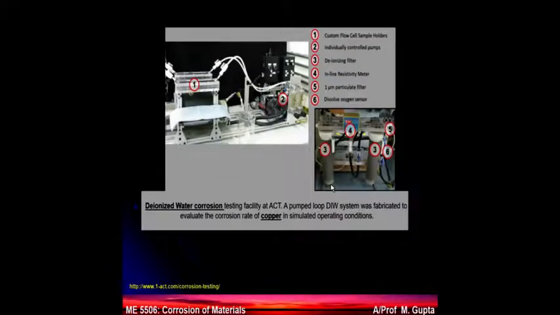Here is a picture of people who wanted to study the corrosion of copper in deionized water solution because of the type of application they were looking for. So they created their own setup. They get the deionized water, they maintain the temperature, they maintain all kinds of things they want to do, and study the rate of corrosion under those conditions for copper. So these examples are plenty.